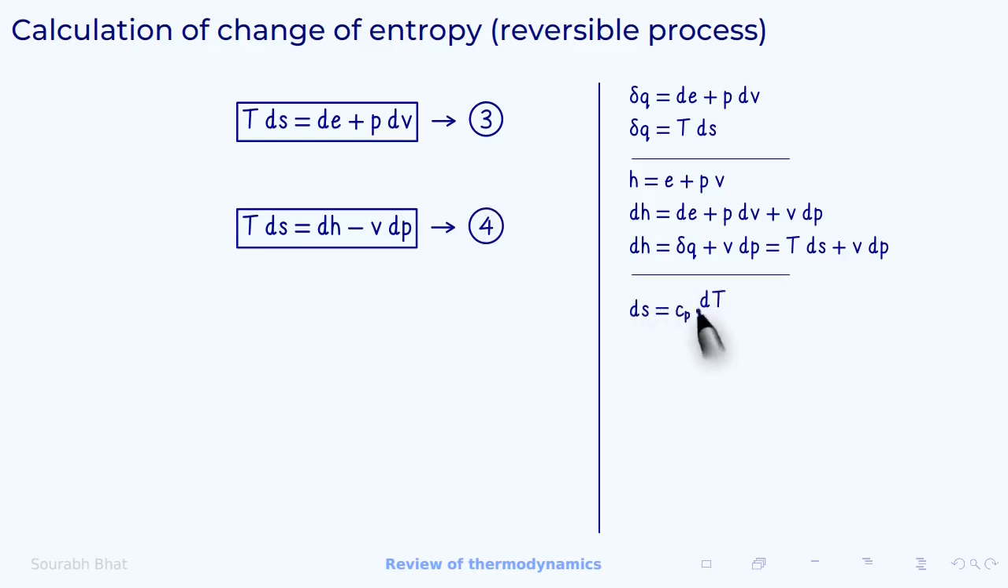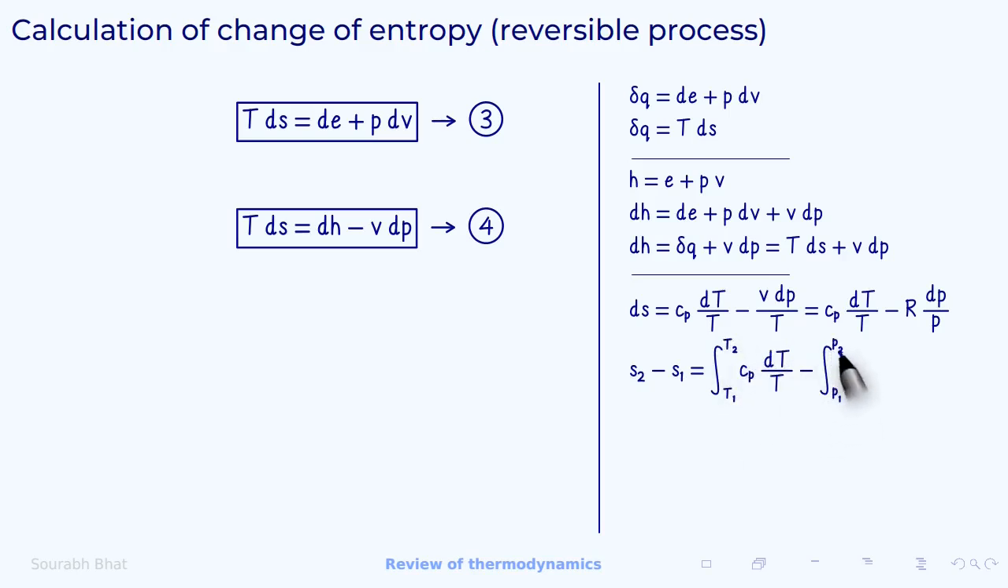Starting from equation 4 and using the equation of state, we get a differential equation for entropy in terms of temperature and pressure. Now, integrating this equation from state 1 to state 2, we can calculate the change of entropy S2 minus S1. This gives us an equation for calculating the change of entropy if we know the temperatures and pressures at two states.